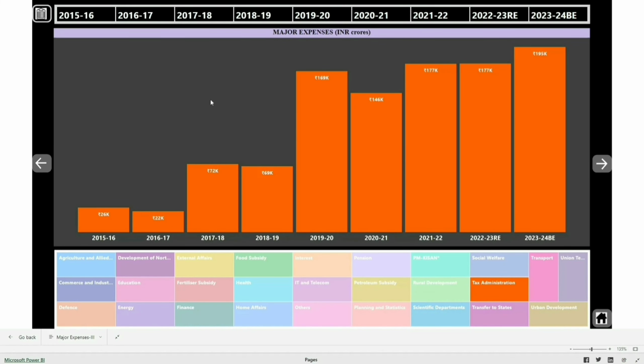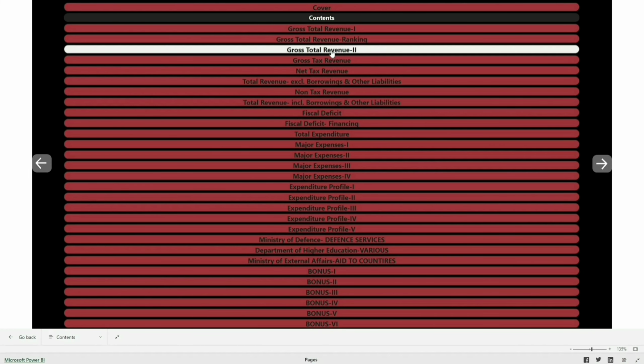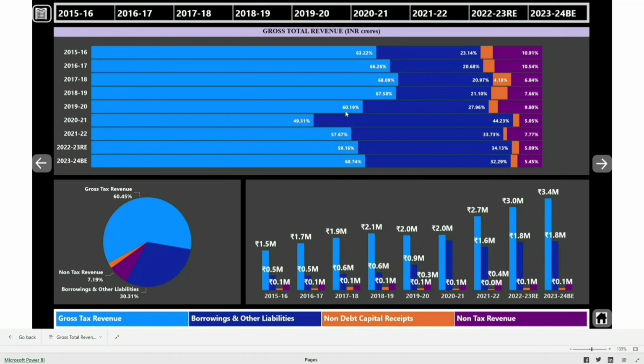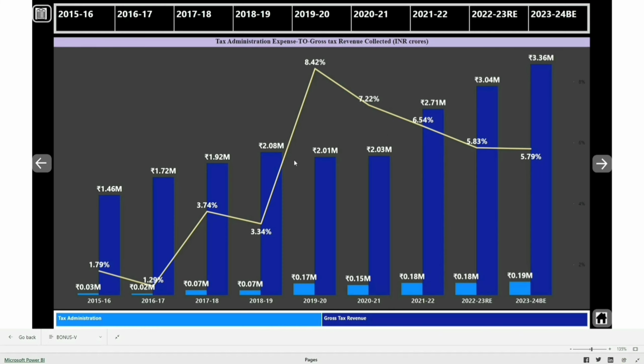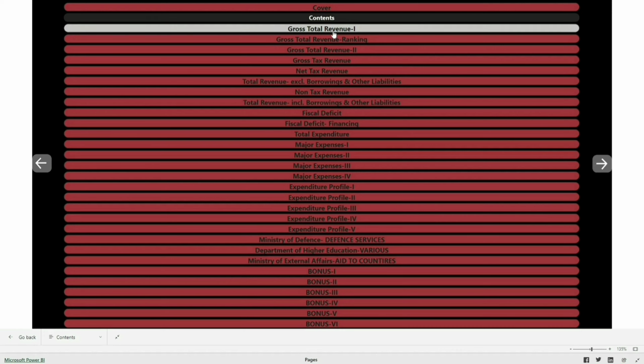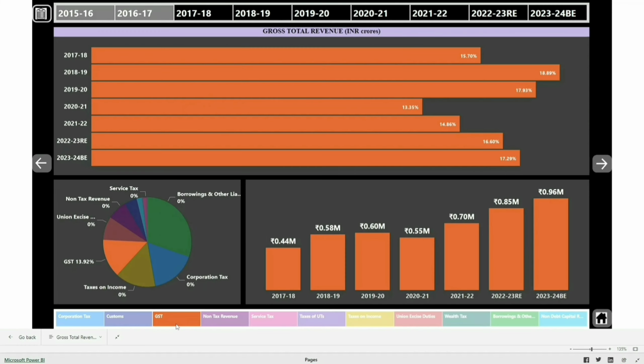So why is government incurring these expenses under tax administration? This is because to collect these taxes, government needs to create departments, hire people. What I did was I have shown the tax administration expenses as a percentage of gross tax revenue collected, right? So here you can see for the year 2017-18, the percentage of tax administration expenses did increase, and the reason behind it happens to be very simple, right? GST. Here you can see for the year 2017-18, GST was introduced.